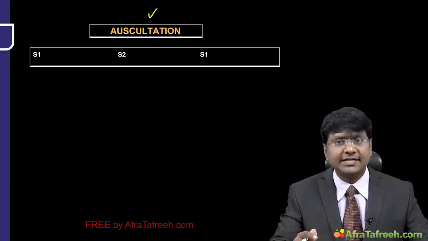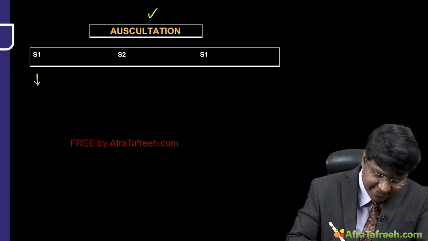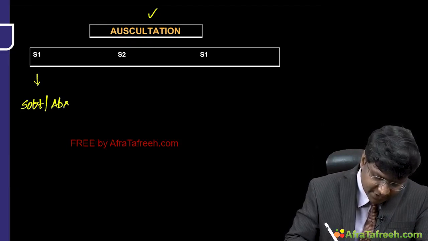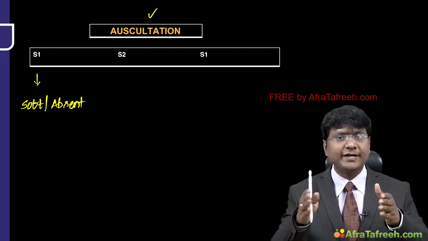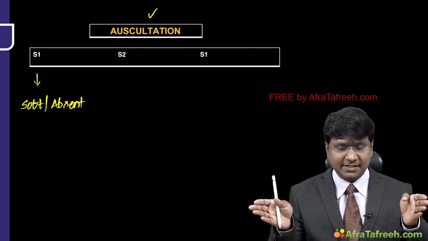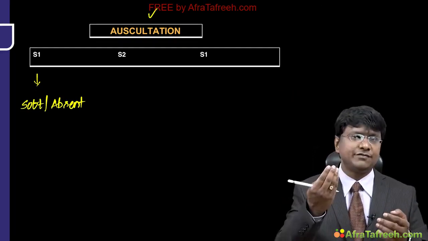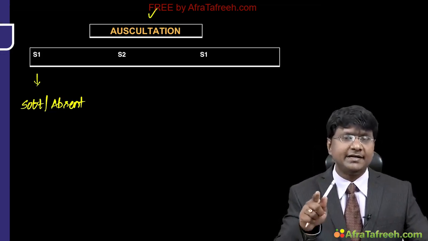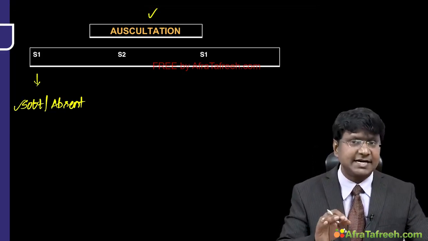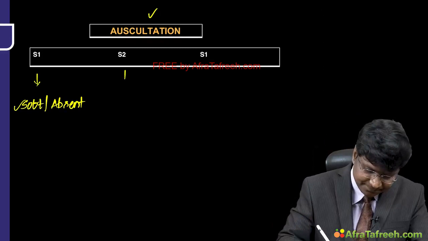Now, coming to the auscultation, that is a very important part of the examination in case of MR. So how will be the first heart sound? The first heart sound will be soft or absent. Why is the first heart sound soft or absent? Because the leaflet coaptation is not occurring completely. That means the complete closure of the leaflets is not occurring in case of MR, and that is the reason why there is leakage of blood from the left ventricle to the left atrium. So because there is incomplete coaptation of the anterior and posterior mitral leaflets, the first heart sound will be soft or absent.